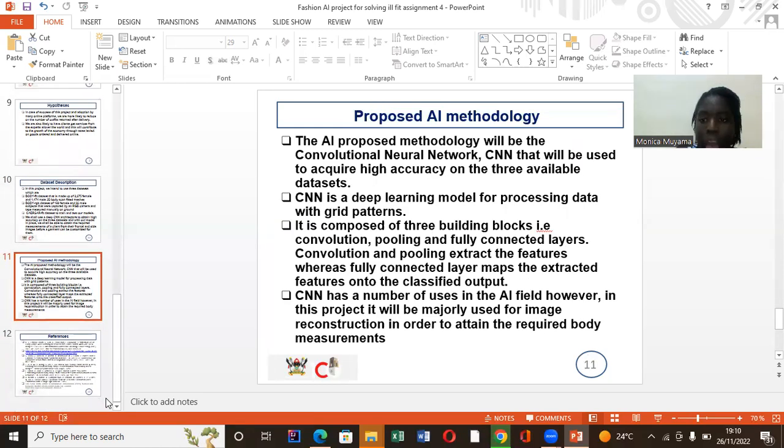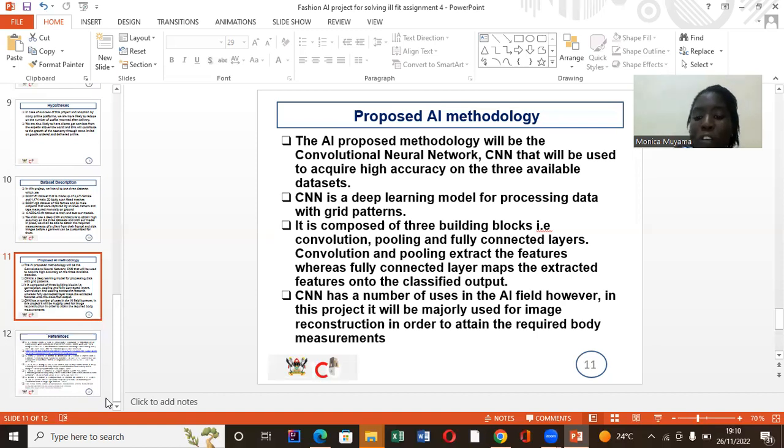Then the proposed AI methodology. Here, the proposed AI methodology is the convolutional neural network, CNN, that will be used to acquire high accuracy on the 3 datasets. CNN is a deep learning model for processing data with grid patterns. It's composed of 3 building blocks, i.e. the convolution block, pooling, and fully connected layers. Convolution and pooling extract the features, whereas fully connected layers map the extracted features onto the classified output.